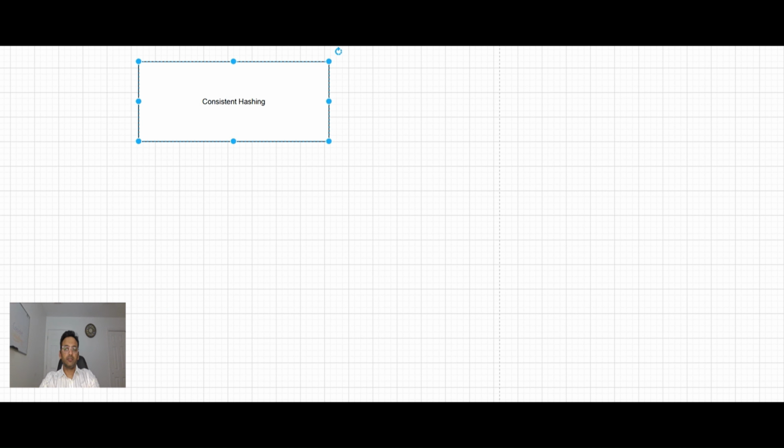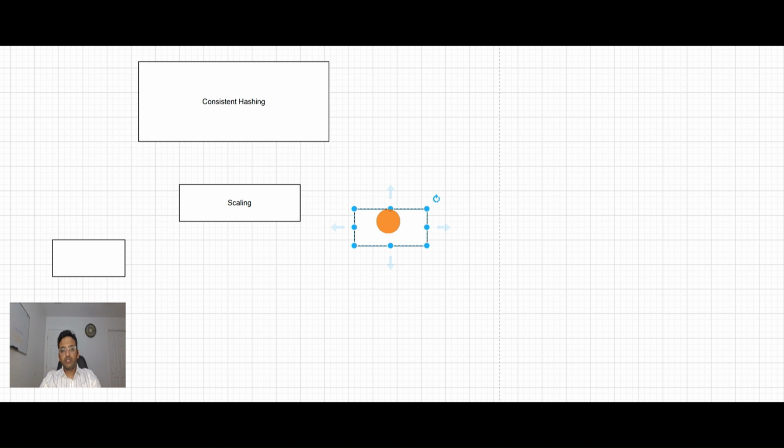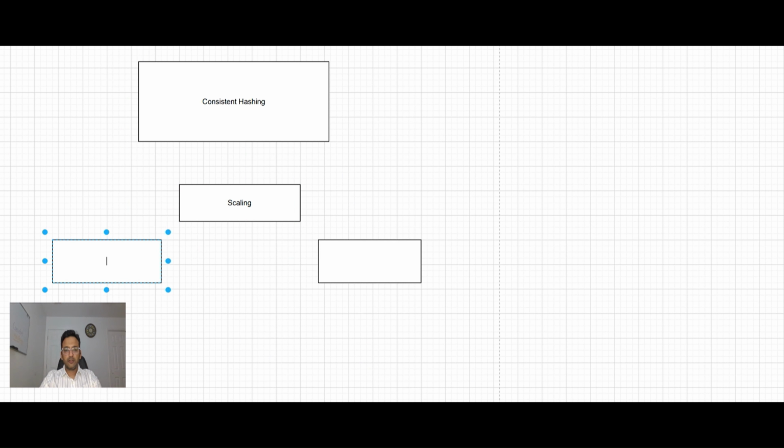So before going into consistent hashing, let's talk about scaling first, because then we will understand this better. In today's world, we generally do two kinds of scaling: horizontal scaling and vertical scaling. So let's first talk about vertical scaling.